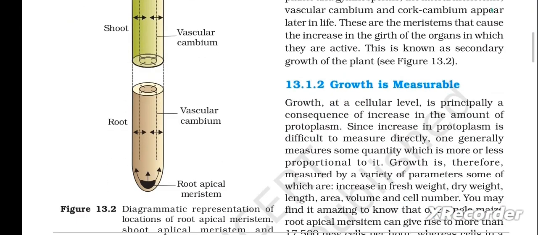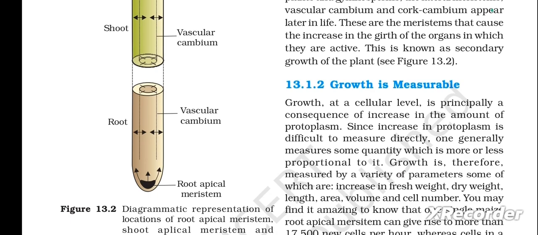Next is 13.1.2. Growth is measurable. Growth at a cellular level is principally a consequence of increase in the amount of protoplasm. Since increase in protoplasm is difficult to measure directly, one generally measures some quantity which is more or less proportional to it. Growth is therefore measured by a variety of parameters, some of which are increase in fresh weight, dry weight, length, area, volume, and cell number.